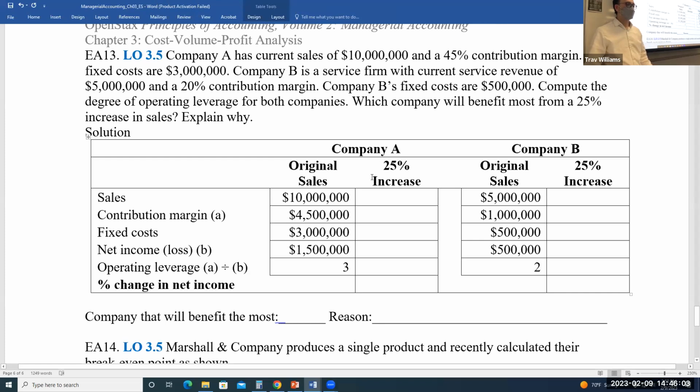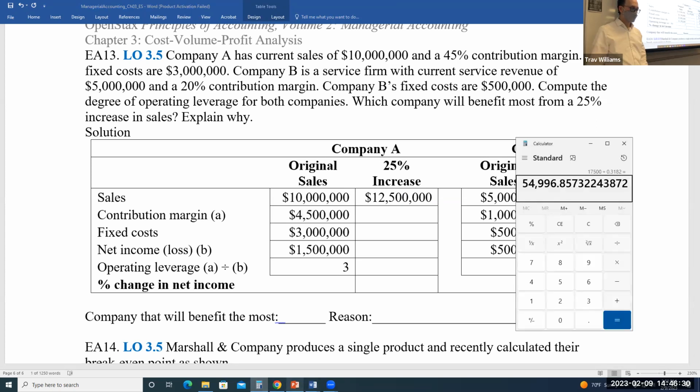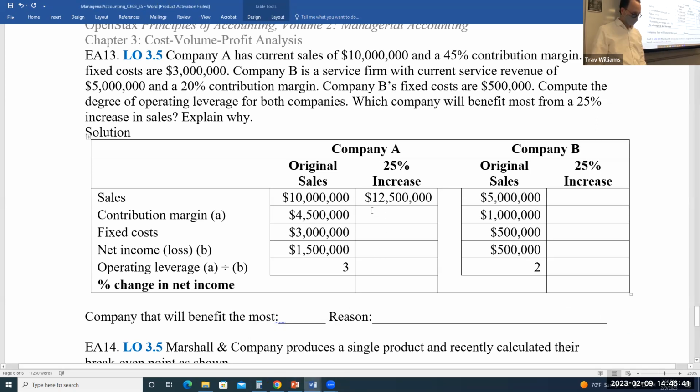And that's what we're going to do next. We're going to calculate what impact a 25% increase in sales is going to have. That's going to bring company A up to 12,500,000, right? 25% more than 10 million. Their contribution margin, will that also increase by 25%? Yes, it will. So let's take 4,500,000 times 1.25. That gives us 5,625,000.